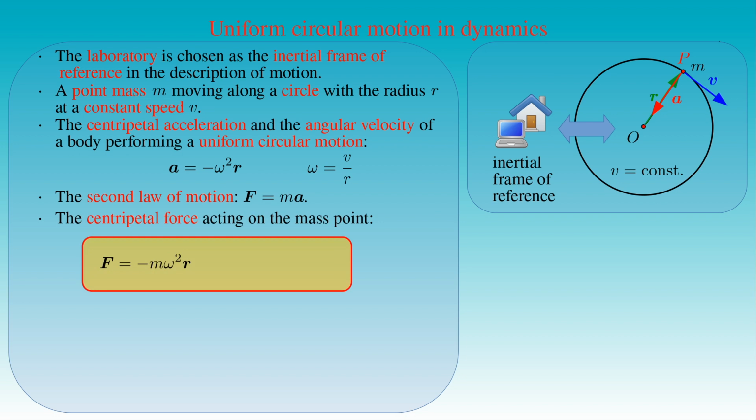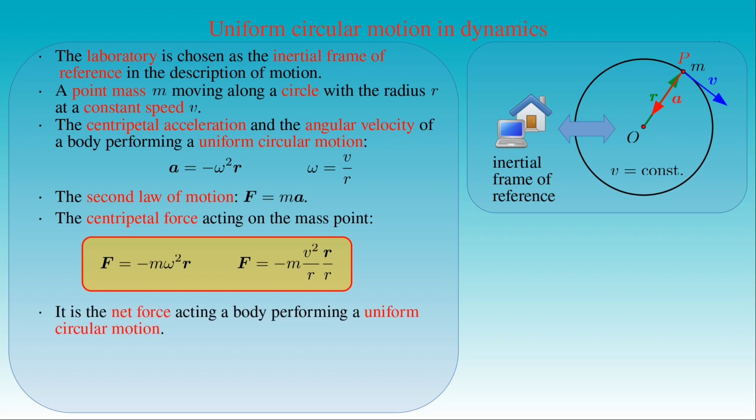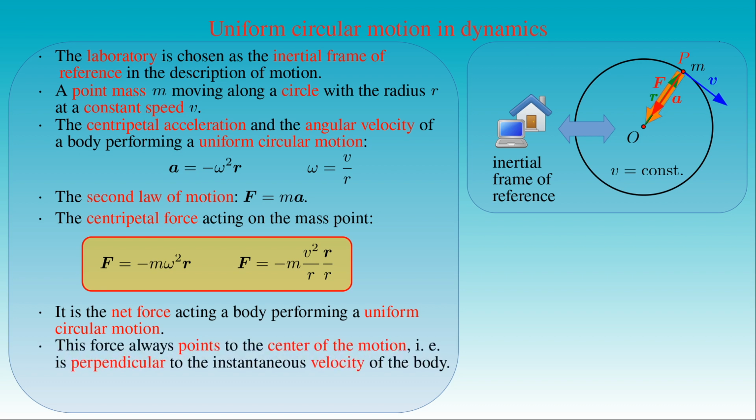By expressing the angular velocity in terms of the speed of the body, the force F can also be written as minus the mass m times the ratio of the square of the speed v to the radius r, times the position vector r divided by its length. The centripetal force is the net force acting on a body moving along a circle at a constant speed. Both expressions describing the force F show that it has a constant magnitude but always points in the direction of the center of the motion. Therefore, it is always perpendicular to the velocity v of the moving body. Due to this fact, the velocity is the tangent to the circle in every point along the path of the motion while its magnitude remains constant.